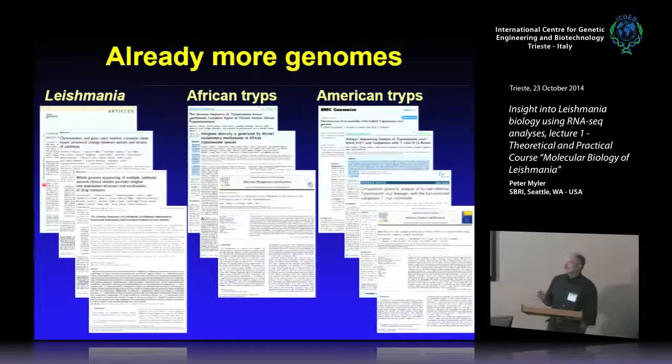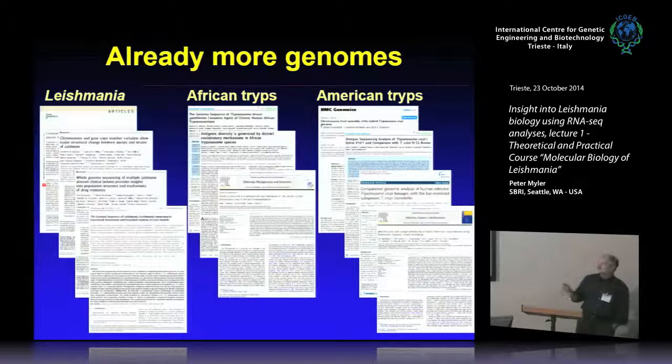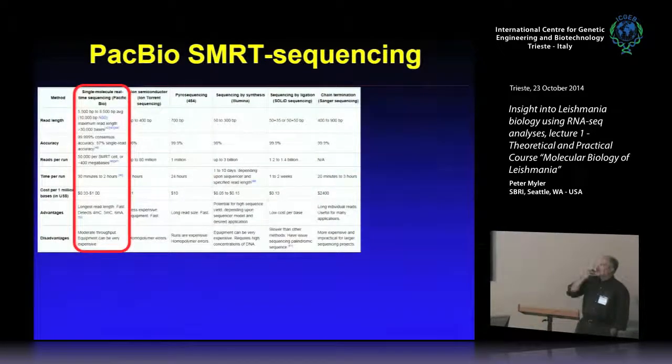And as you can see from this slide, these are all of the different genomes that have been published for each of the 3 different trypanosomatid species. Actually, there's more than this. This is African tryp, so there's more than just brucei in there.